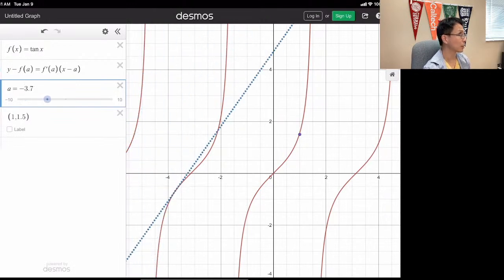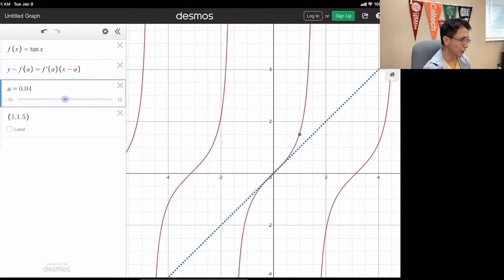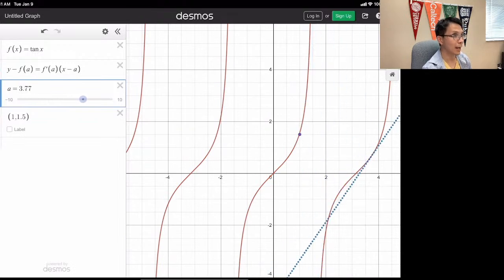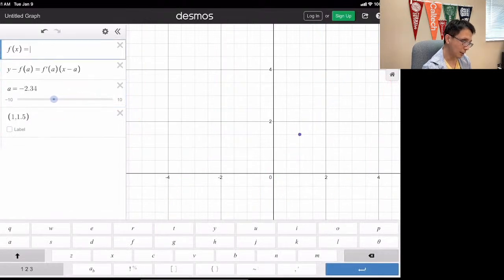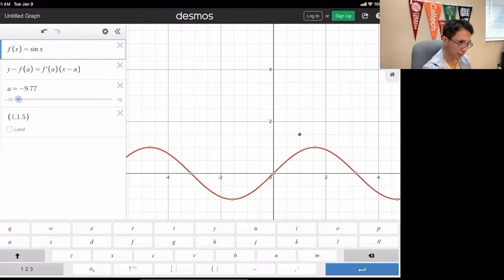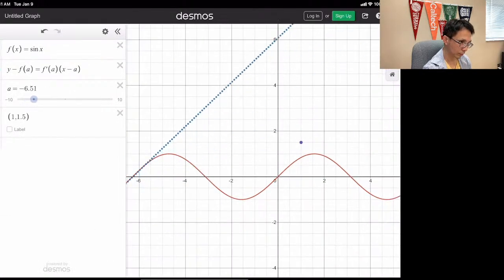A could be changing. A is constantly moving around. Now, x minus a is the x value. How do I get the y value? f of a. So if I assign f of x equal to tangent, it turns out I don't have to use tangent of x. I can say sine of x. So what disappeared?